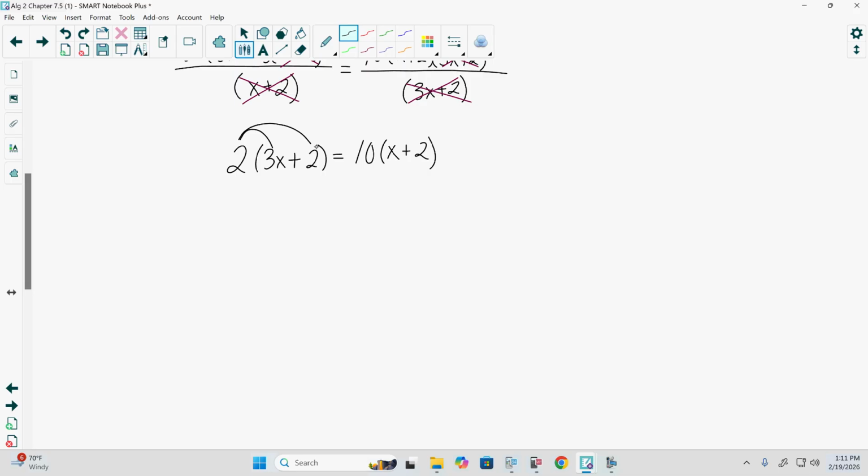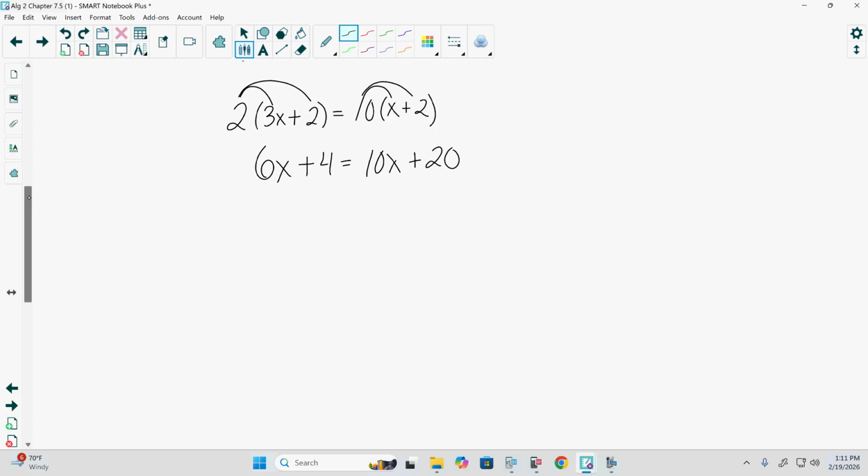So we can multiply by 2 on the left. 2 times 3x is going to give us 6x. 2 times 2 is going to give us plus 4. On the right-hand side, 10 times x is going to be 10x. 10 times 2 is 20. Now we can solve for x. We just need to get x by itself. Because there are no quadratics, higher degree polynomials, we're just going to get x by itself.